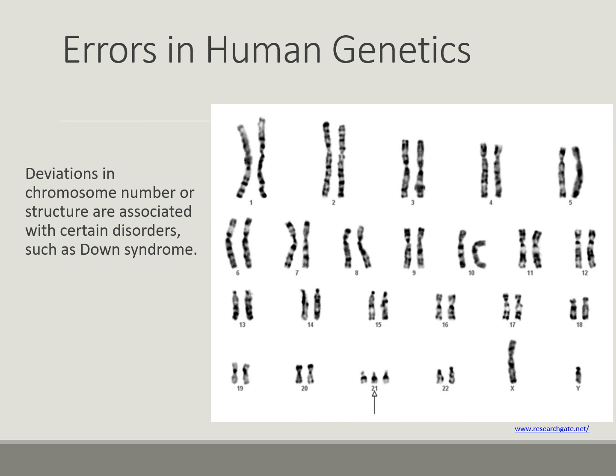Sometimes mistakes occur in the process of meiosis which have an impact on chromosomal distribution. Notice in this karyotype at chromosome 21, there are 3 copies. This is an example of why the disorder Down syndrome happens.